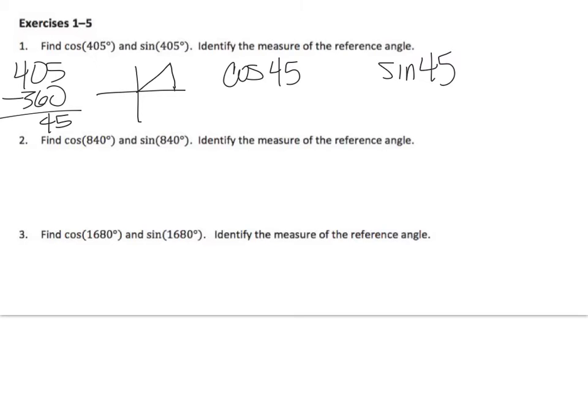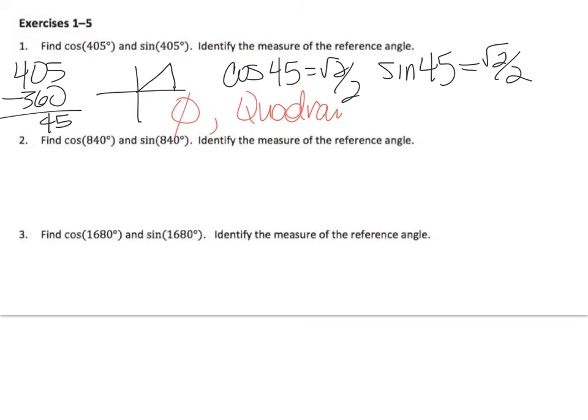So I can do cosine of 45 and sine of 45 without changing any signs whatsoever. I know it's in quadrant 1, so cosine of 45 is square root of 2 over 2, and sine of 45 is also square root of 2 over 2. Notice I had to figure out what my reference angle was and what quadrant I was in, so I knew if my answer is positive or negative. So I'm going to push pause and do the next two.